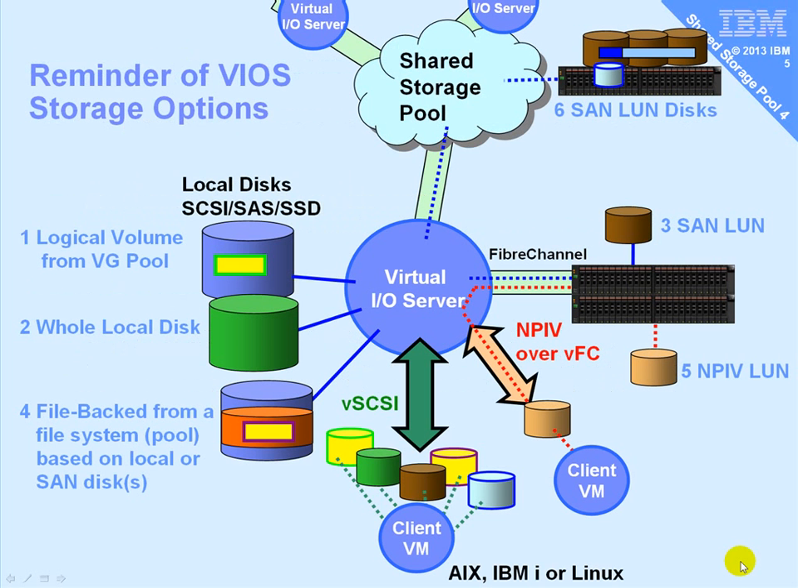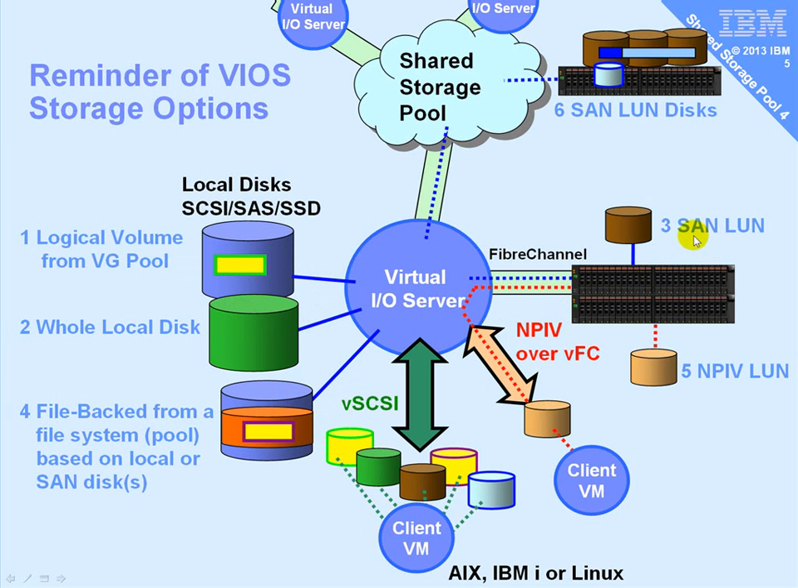So here's the first of my reminder charts. Here we have the Virtual I/O server presenting virtual disks to our client virtual machines at the bottom here. And there's various flavors that we support. The simplest was the logical volume that's on a disk connected to the Virtual I/O server, and that appears over the Virtual SCSI as a smaller disk here. We can do the same thing with a whole disk and present that to the client virtual machine as well.